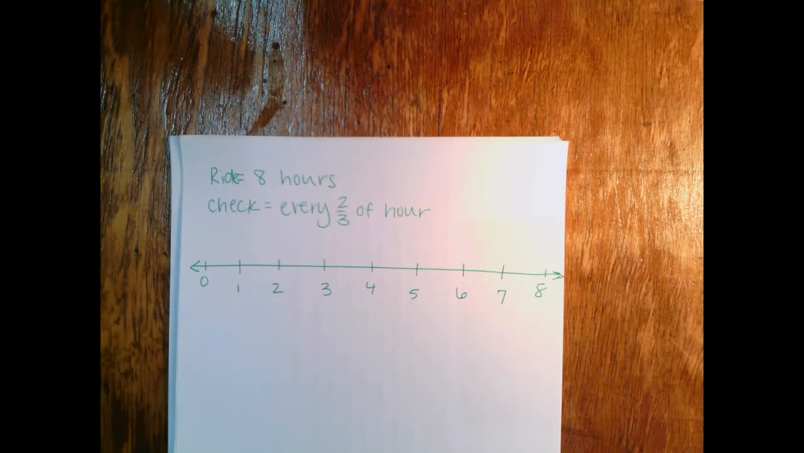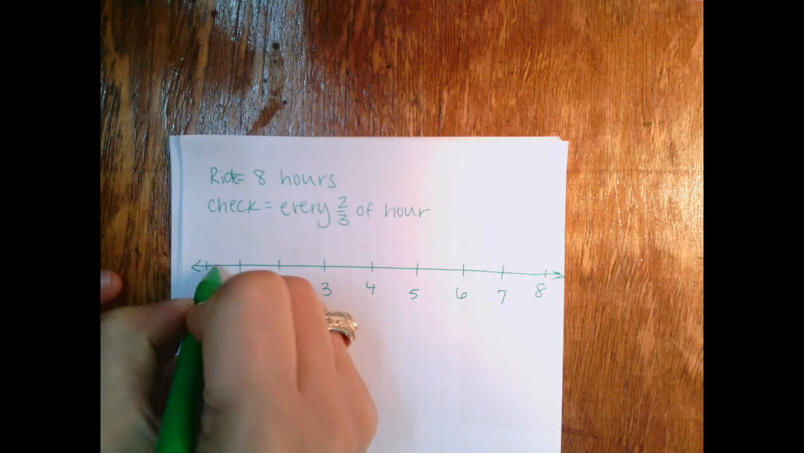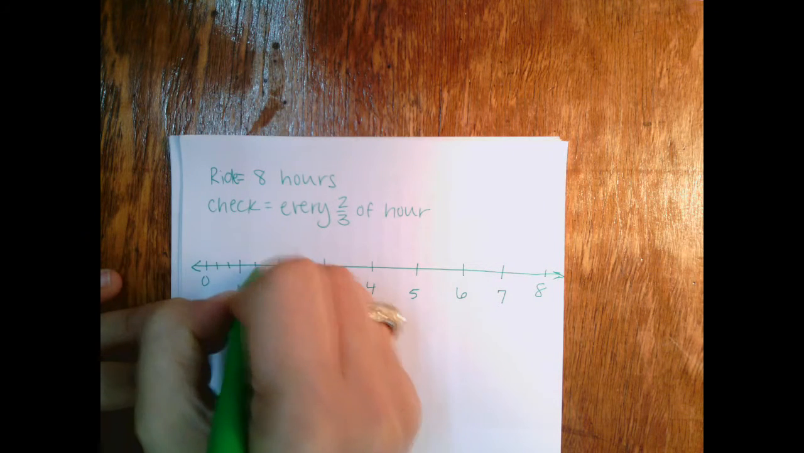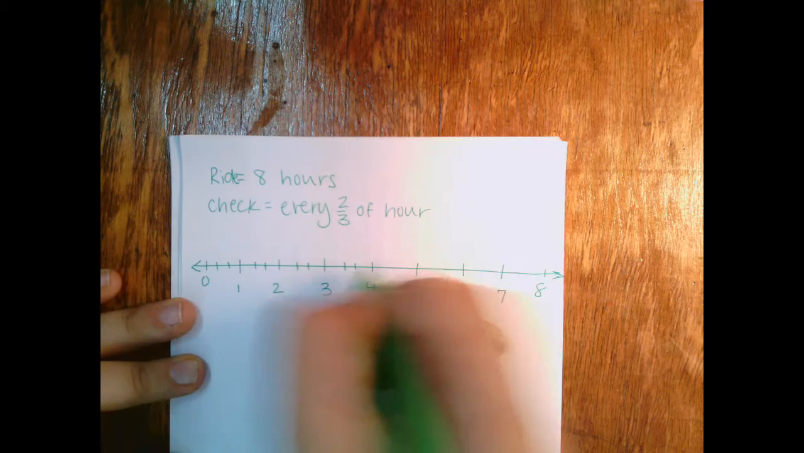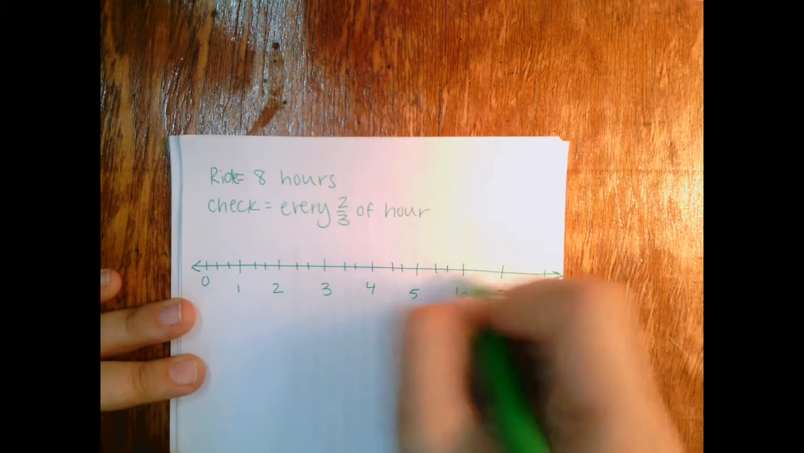Okay, if I have a journey that's 8 hours long and the conductor checks on the passengers every 2/3 of an hour, I can draw a picture that shows what 2/3 of an hour is going to look like. And I'm going to use some highlighters to represent that, the every 2/3 of an hour, so I can show you what it means.